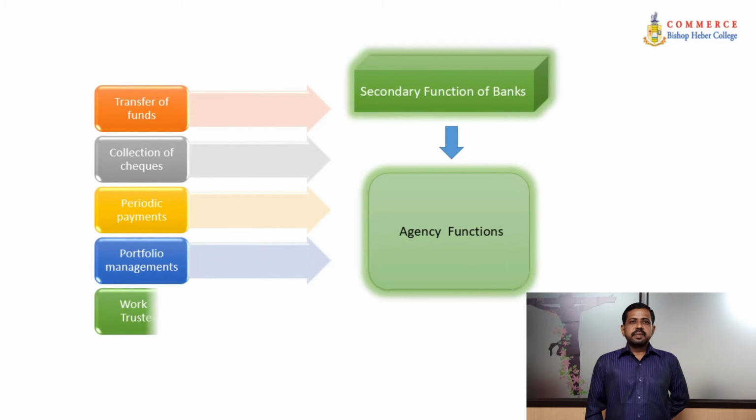Acting as trustees. Banks act as executors of will of their customers and implement their will after their death. As a trustee, a bank takes care of the funds of their customers. General utility functions. In addition to primary, secondary, and agency functions, commercial banks offer some services for the general welfare of the customers. They are called general utility service.